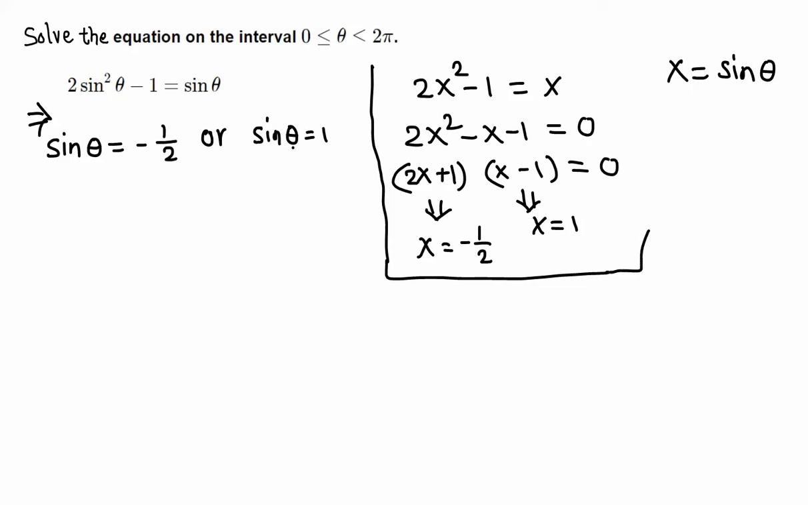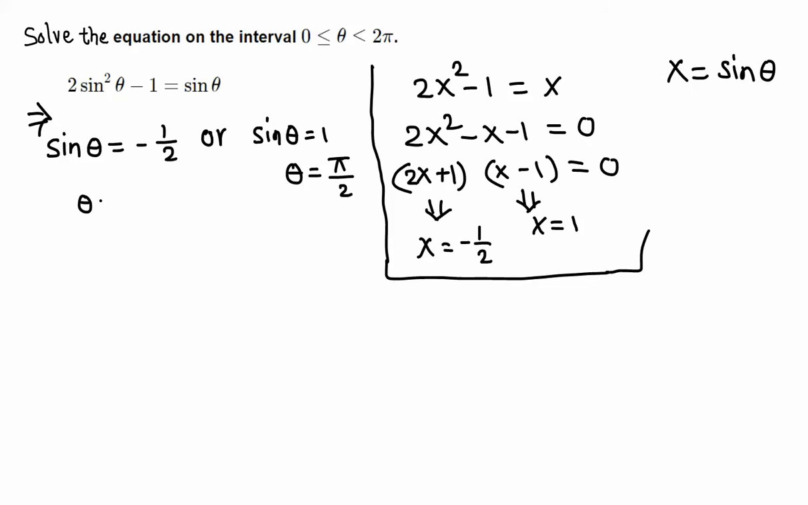There is only one value. Sine of 90 degrees is 1. Okay, 90 degrees means pi over 2. So from this we get only one angle, theta equals pi over 2. Sine of 270 degrees, that's 3 pi over 2, is negative 1, but we just want the positive one, pi over 2.